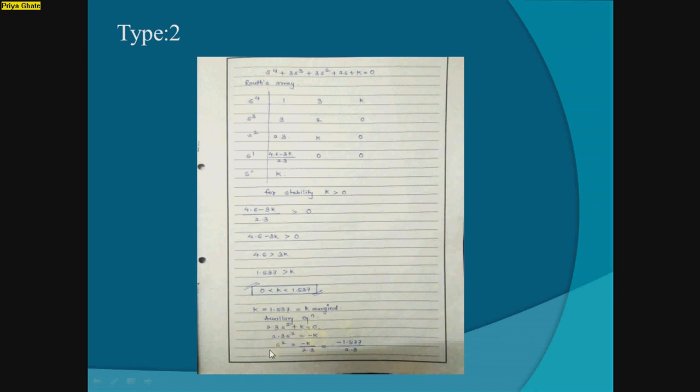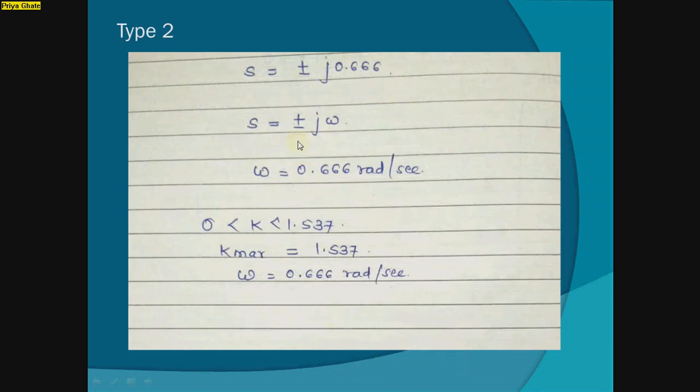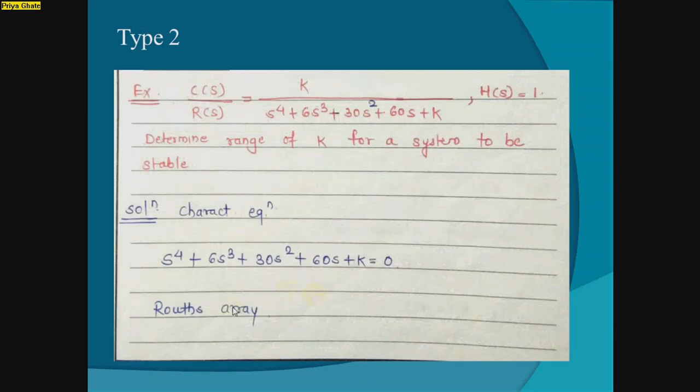We are transferring that k to the right hand side. Then s square is equal to minus k divided by 2.3. When we put the value of k in that equation, we have minus 1.37 divided by 2.3, and the roots s are plus minus j 0.66. S is equal to plus minus j omega, and omega value is 0.66 radian per second. Now we have the range of k, 0 less than k less than 1.537. K marginal is equal to 1.537, and the value of omega or frequency is equal to 0.666 radian per second.